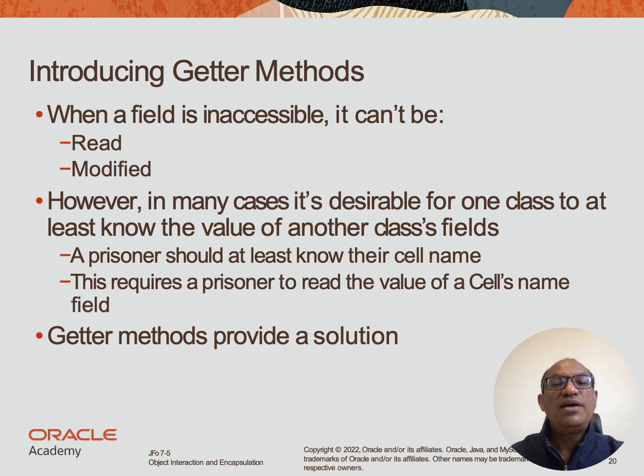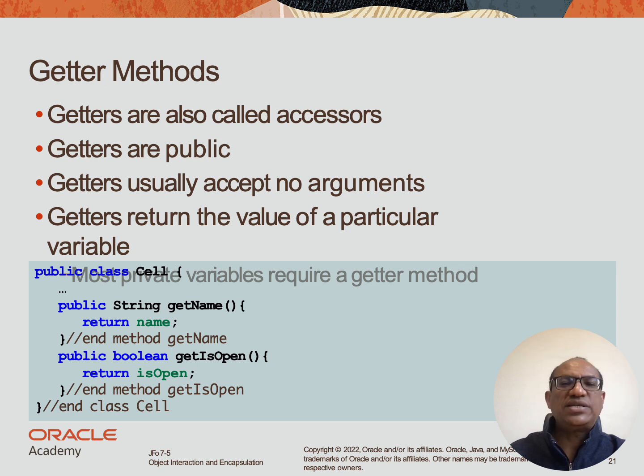The solution is getter methods. A getter, also known as an accessor, is public, takes no arguments, and returns the value of a field. For instance, public String getName, return name. Now, other classes can read name but cannot change it directly. Do the same for isOpen. Public boolean getIsOpen, return isOpen. Now your prisoner's display method can include the cell name again, safely.